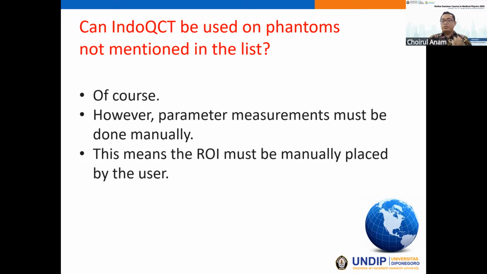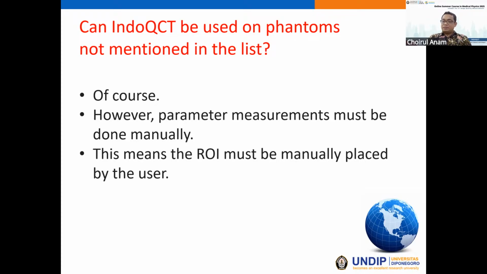But if you use a phantom that is not in the list, you should measure manually. It means that you should make the ROI and locate the ROI in a specific location manually. Yeah, it is different if you use a phantom already listed in the IndoQCT, because we have already designed it to automatically measure the image quality.